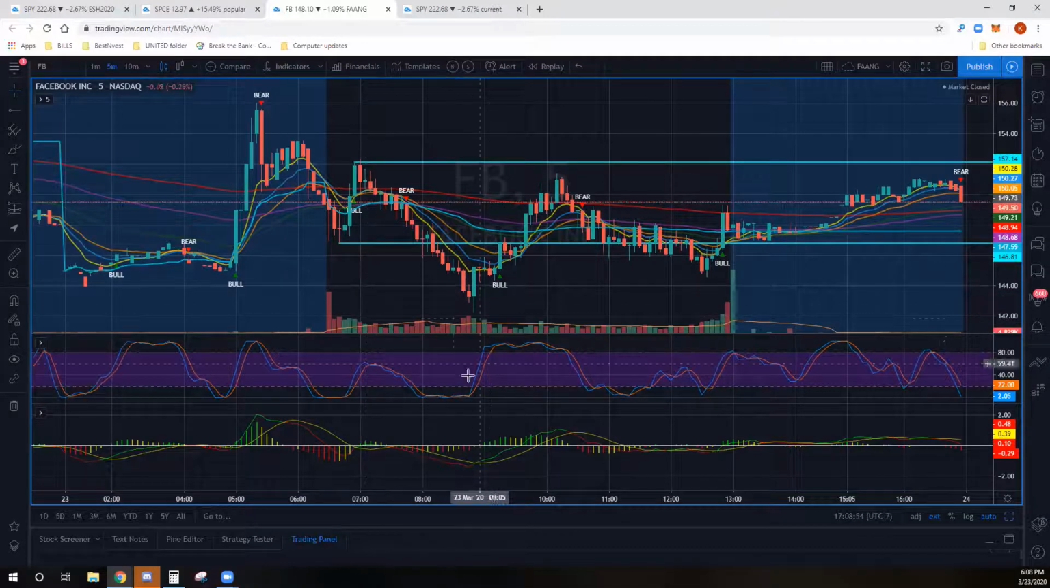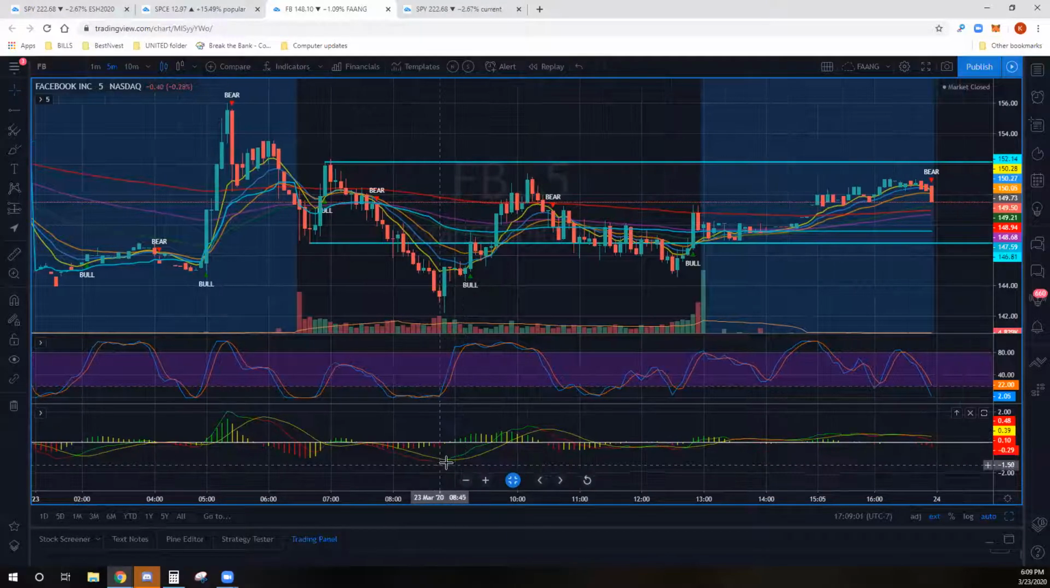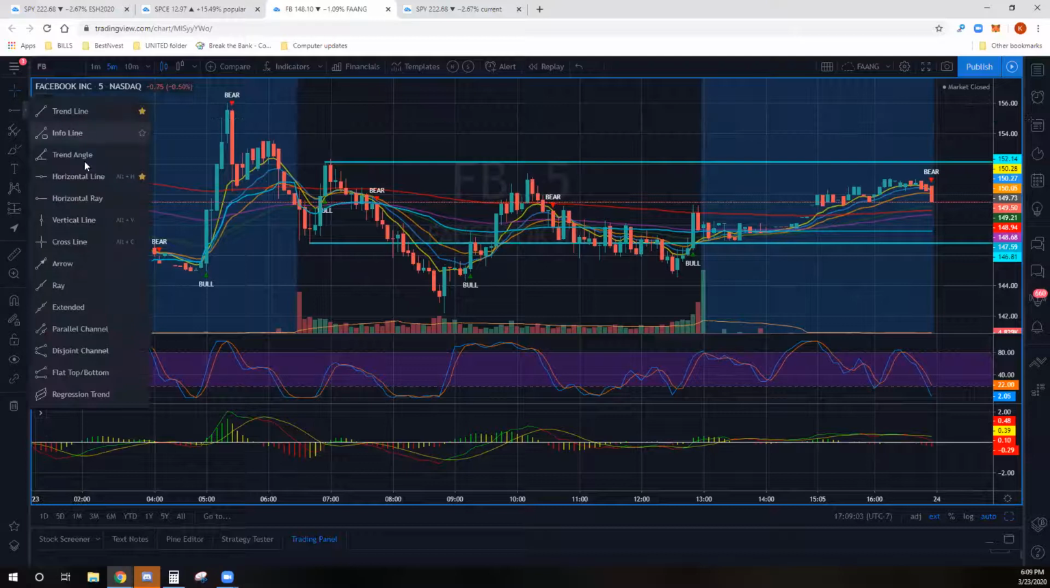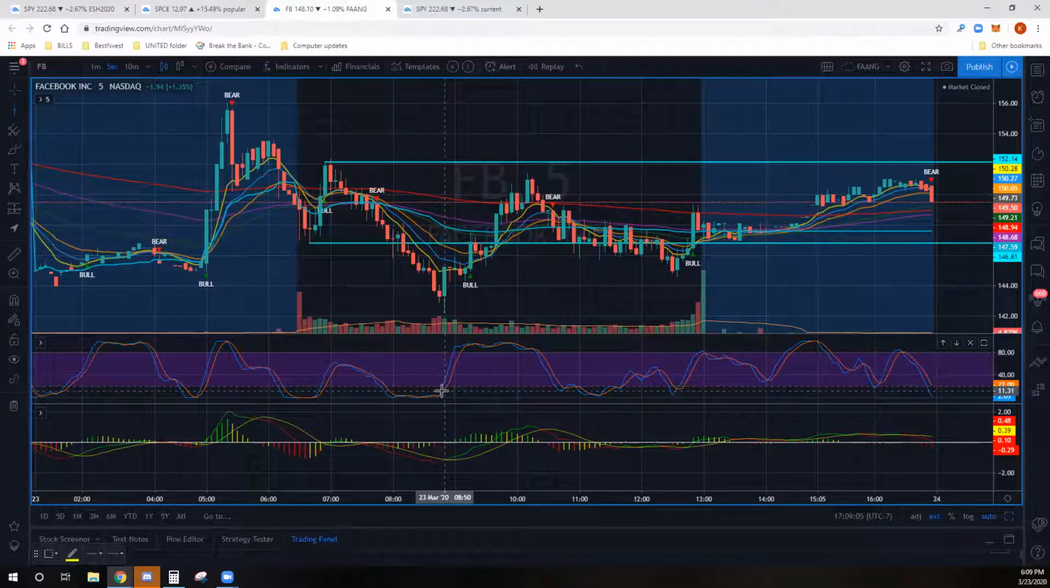If I'm buying calls, I'm looking for the RSI to be reset below this purple range, and I'm looking for these MACD lines to cross up green. You can see here this is crossing upward, so the momentum has changed bullish, and you can see that the MACD is also crossing and has changed bullish.